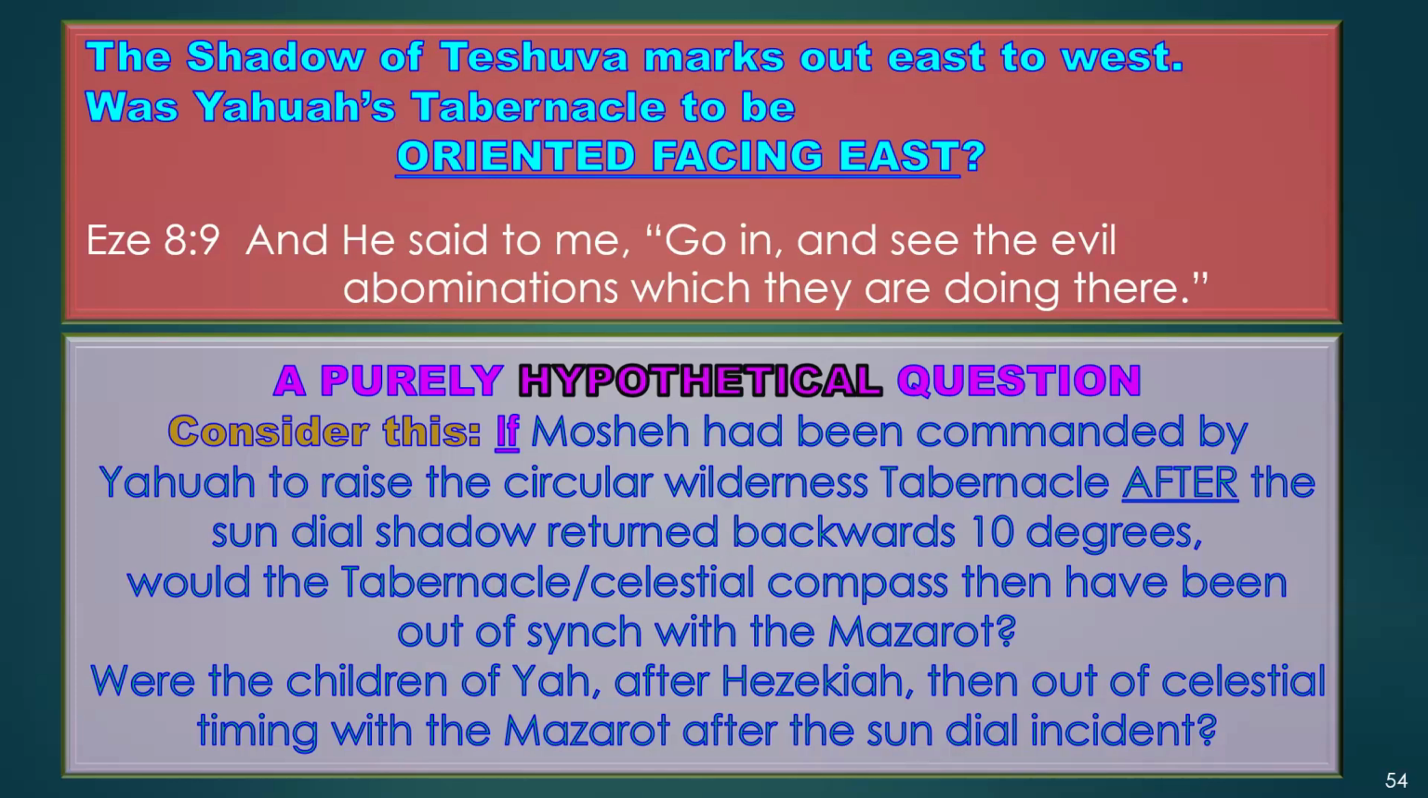A purely hypothetical question. Consider this. If Moshe had been commanded by Yahuwah to raise the circular wilderness tabernacle after the sundial shadow returned backwards 10 degrees, would the tabernacle celestial compass then have been out of sync with the Matzerot? Were the children of Yah, after Hezekiah, then out of celestial timing with the Matzerot after the sundial incident? What pillar remained steadfast and what was changed?